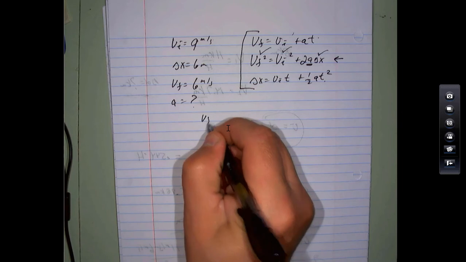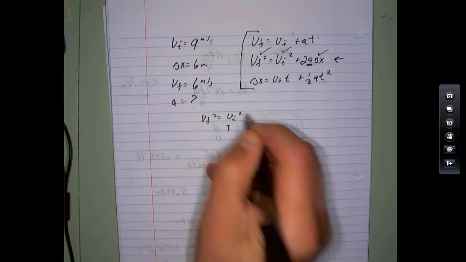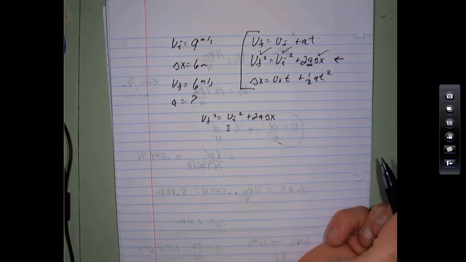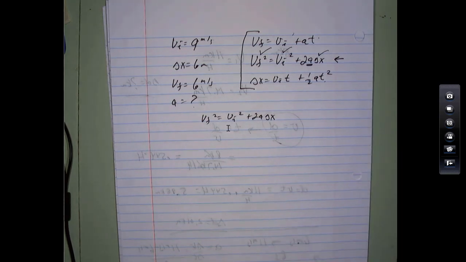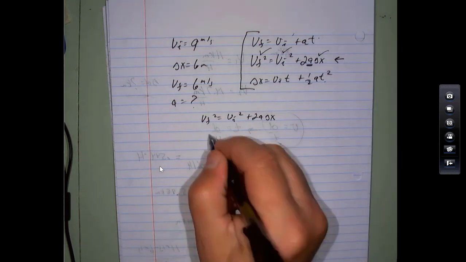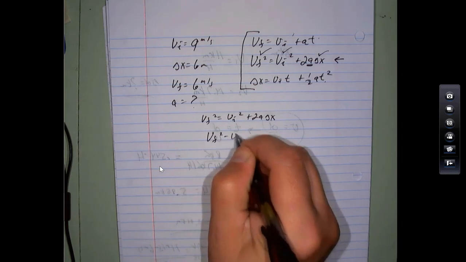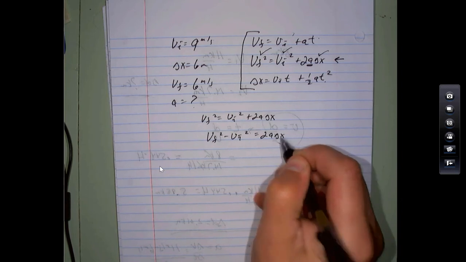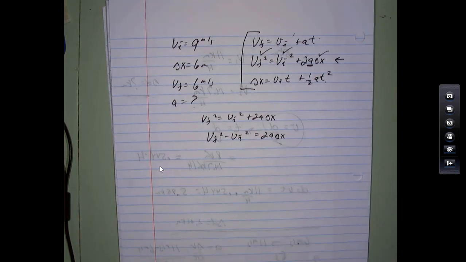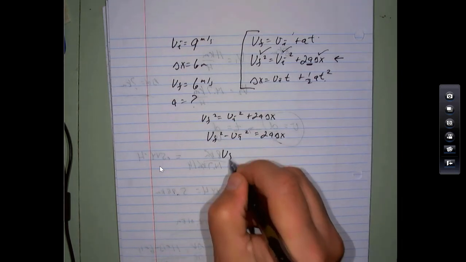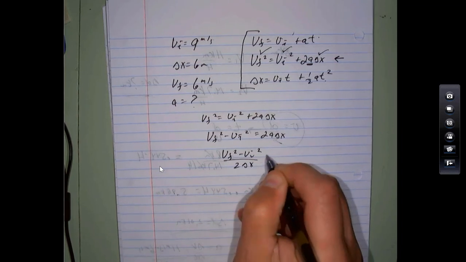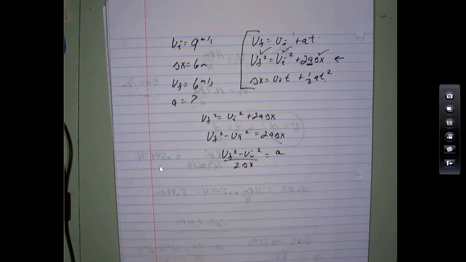Okay, so final velocity squared is equal to initial velocity squared plus 2a delta x. And we're trying to figure out a. So we've got to get a by itself. Okay, so final velocity squared minus initial velocity squared is equal to 2a delta x. And then I'll have to divide both sides by 2 delta x to be able to get the acceleration.